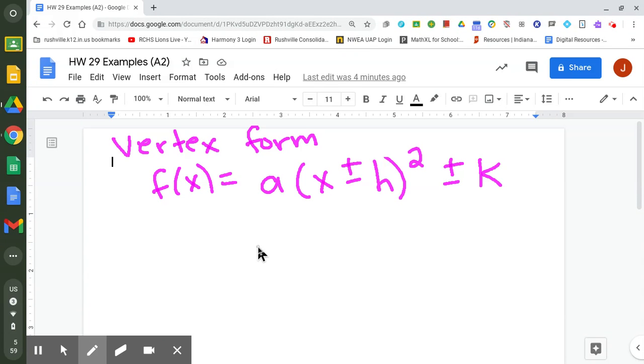So for homework 29, we are talking about the vertex form, and I've written the vertex form here for you. f of x equals a times the quantity x plus or minus h, and that quantity squared plus or minus k. Well, the first thing that you're asked on MathXL is to find the vertex of a given equation.